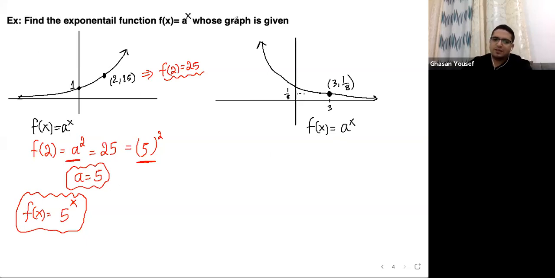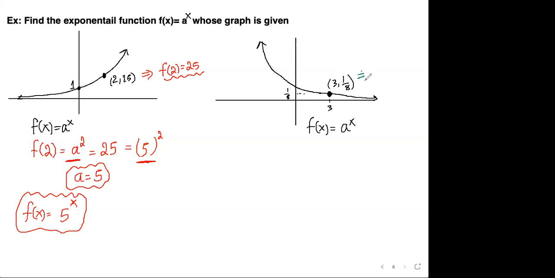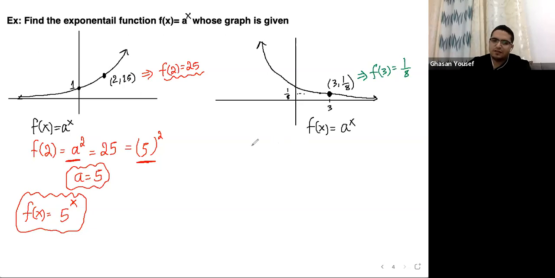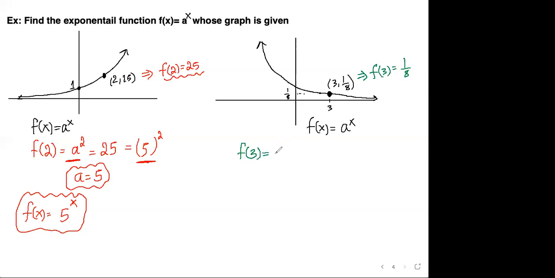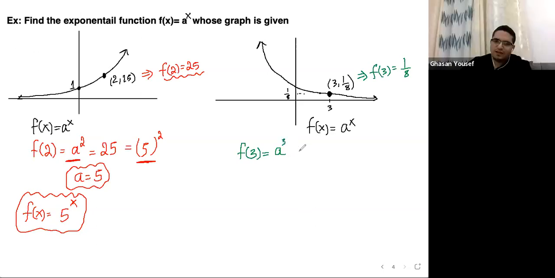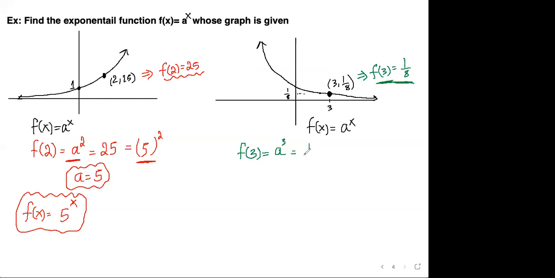Now, what's the given point here for the second one? F of 3 equals 1/8. Exactly. Now, I have f of x equals a to the power x. I plug the 3 inside this function. F of 3 actually is a to the power 3, and this is equal to 1/8. Yes.